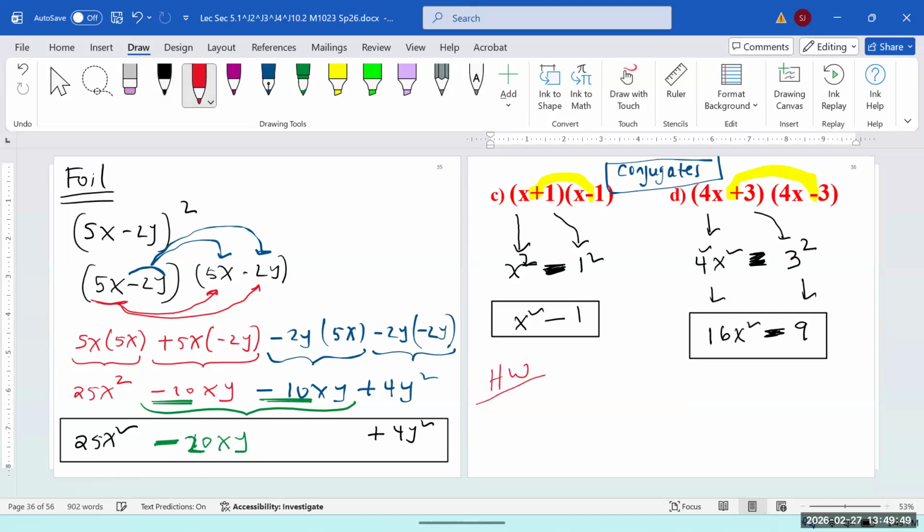So your homework is section 4.5, 5.1, 5.2, 5.3, 5.4.